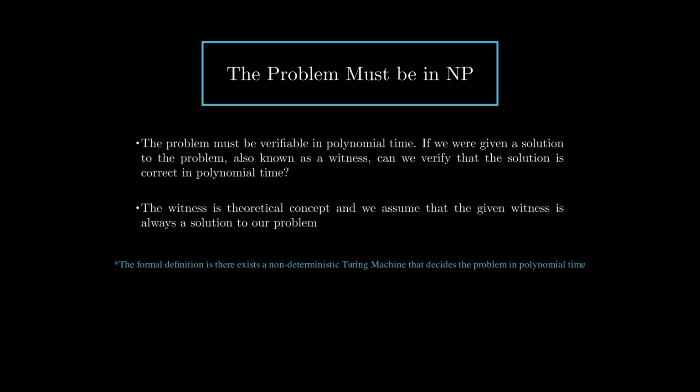I would like to make one final note. The formal definition of a problem being in NP is that there exists a non-deterministic Turing machine that decides the problem in polynomial time. In this video, we will use our original definition that we defined for NP for simplicity.